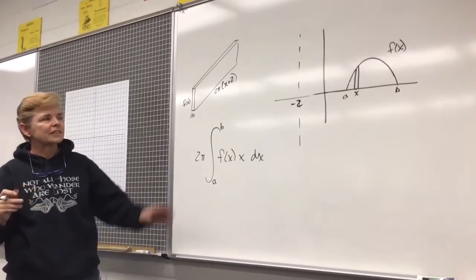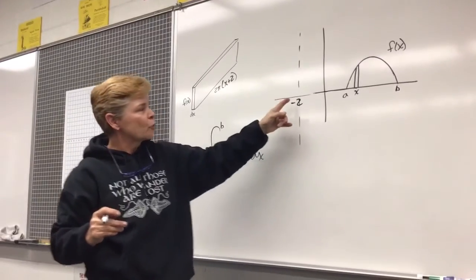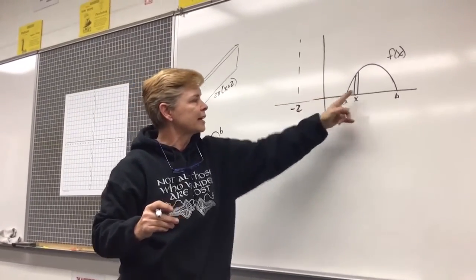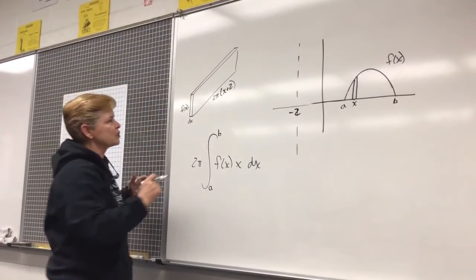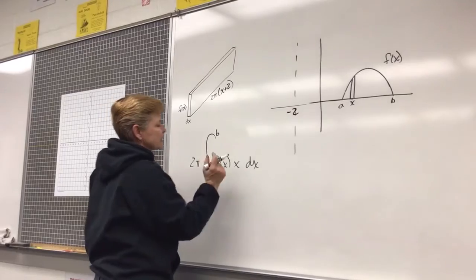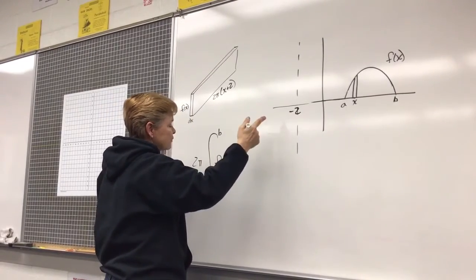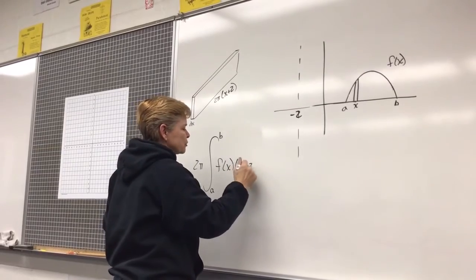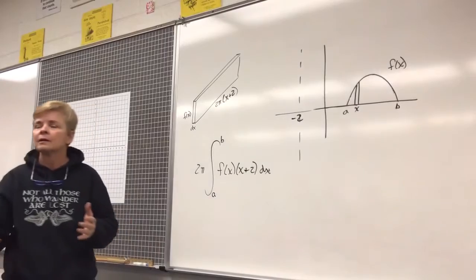Yeah. The vertical line that I want to rotate around is moved to here. So the radius of that slice is no longer x. It's 2 plus x. You see it? Okay, and so that will change it like this. It will be 2 pi f of x, and then this will be x, plus, not minus. It's plus. At negative 2, but the radius is x plus 2. Yeah, that's right. Do you see what I'm saying? Yeah. Sure.